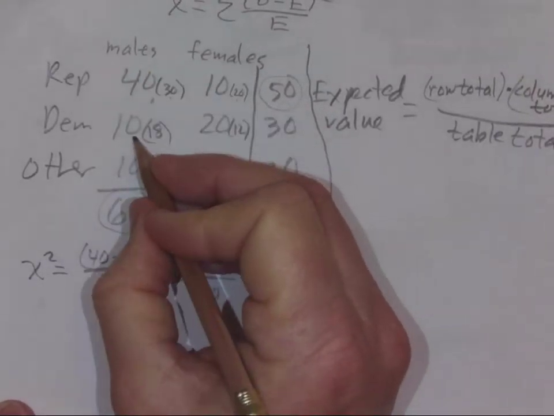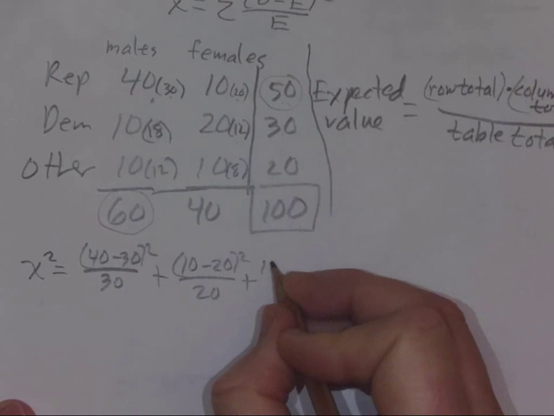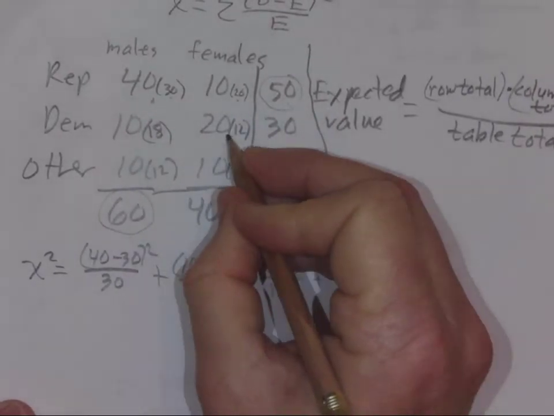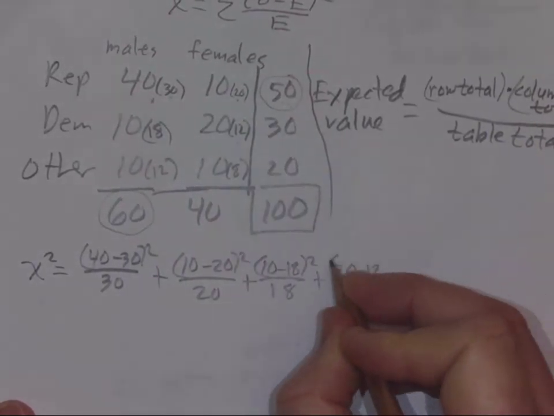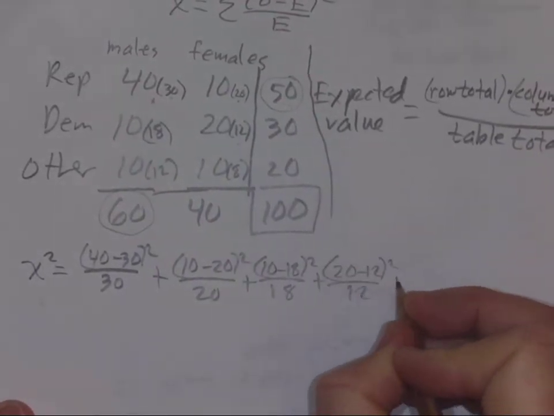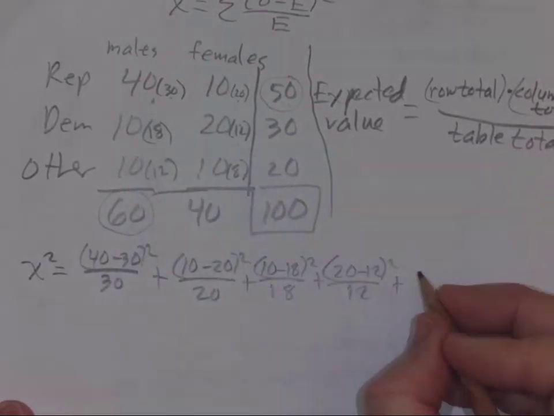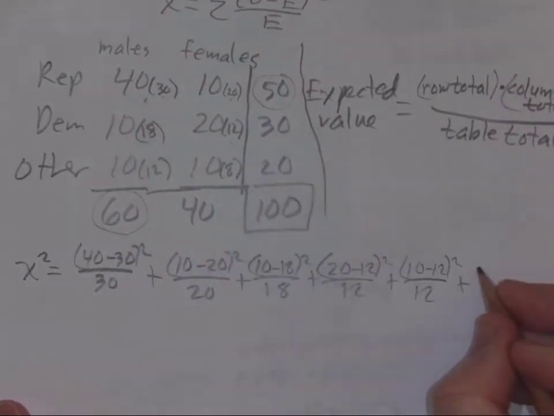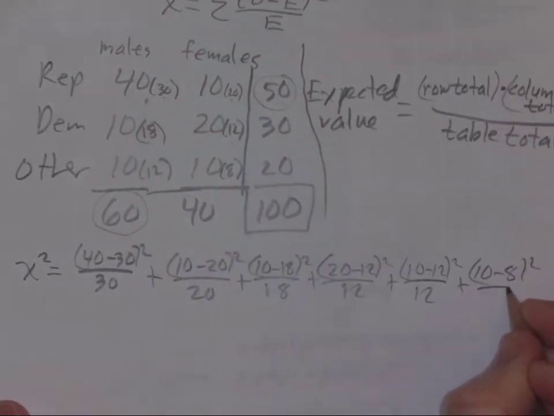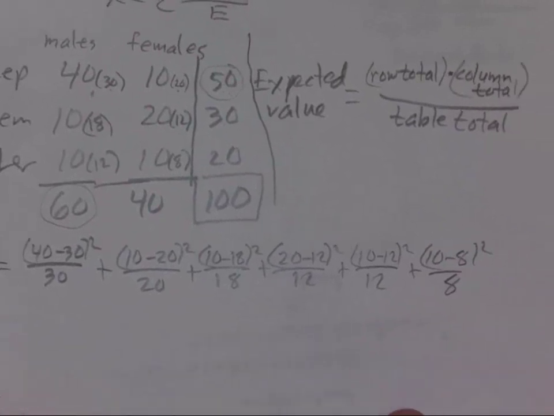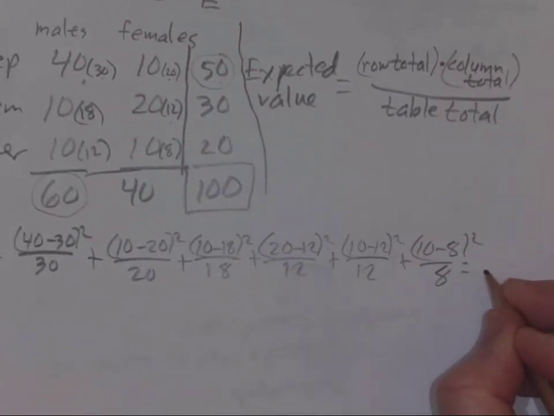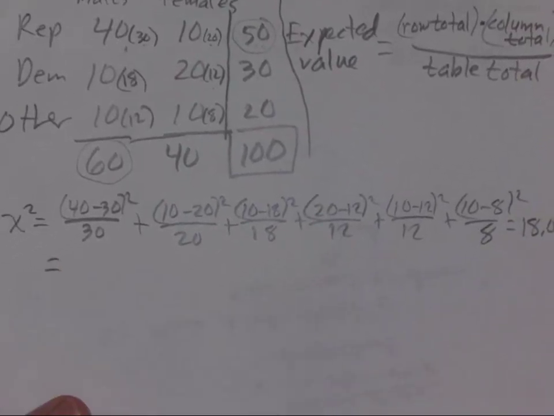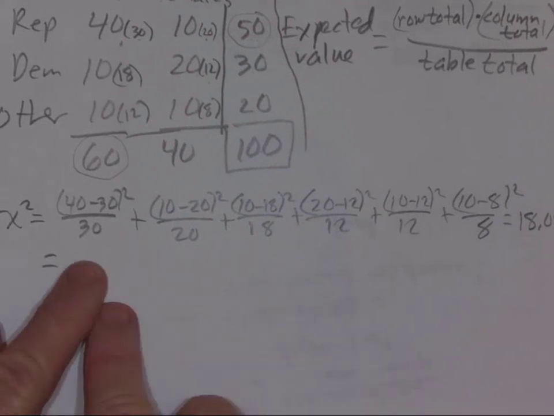Now for the male Democrats, that is going to be 10 minus 18 squared over 18. And then plus, now for the female Democrats, 20 minus 12 squared over 12. And now for the male and other, it'll be 10 minus 12 squared over 12, and then plus 10 minus 8 squared over 8. When you add all of those up, it's equal to 18.05 repeating.